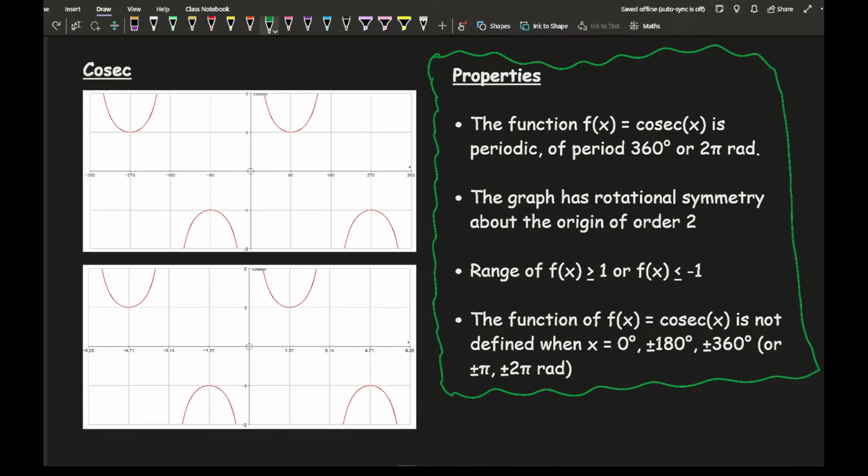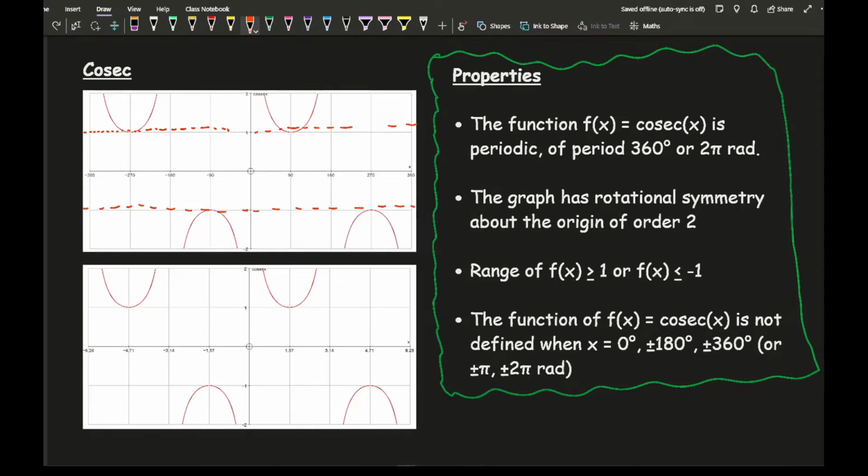So the function f(x) = cosec x is periodic, so just like all the trig graphs, they just go on forever in both directions, so they all head towards infinity or minus infinity. The graph has rotational symmetry about the origin of order 2. The range of f(x) is greater than or equal to 1 and less than or equal to -1. So as you can see from this graph here, if I just pull a little dashed line, it does tend towards above 1 and below -1.